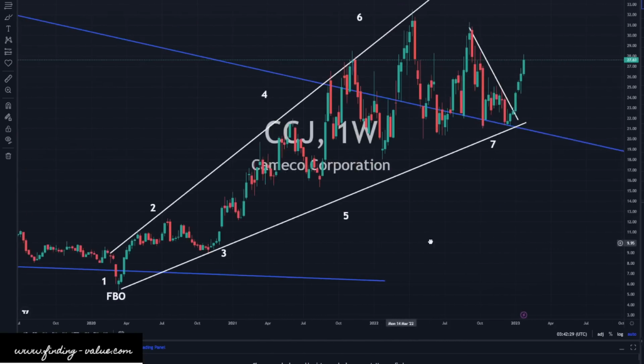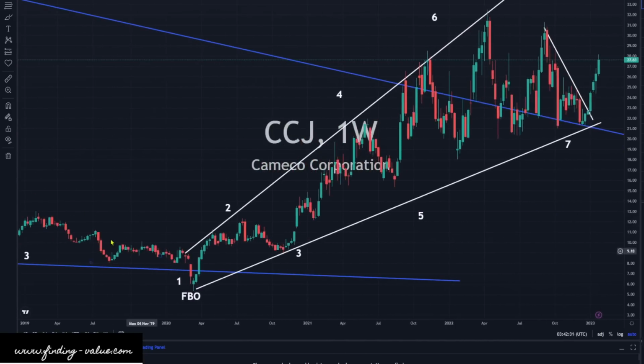And here we are, and this is what it looks like now. We've ended the consolidation number 3. It ended right here in a false breakout. We did a 1, 2, 3, 4, 5, and then 6, 7. It's kind of messy. I get it. And now we're starting to break to the upside for Camco.